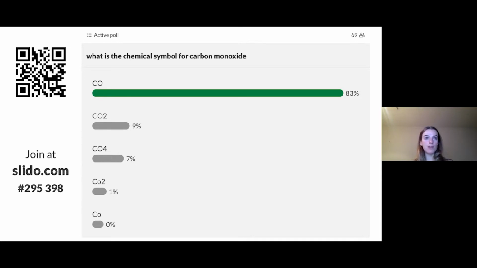It looks like a lot of people are going for CO. So we've got a capital C and a capital O. You would be correct if you put CO. The reason why you're correct is because carbon is given as a C symbol, and we only need one of them, so we don't write a number next to it. The next one is O, and monoxide refers to having one atom in the molecule. So nitrogen monoxide is NO, carbon monoxide is CO.